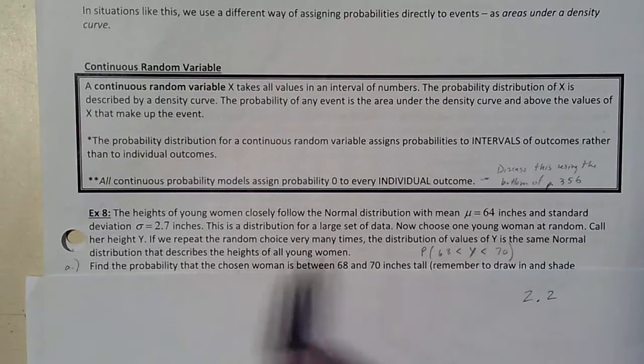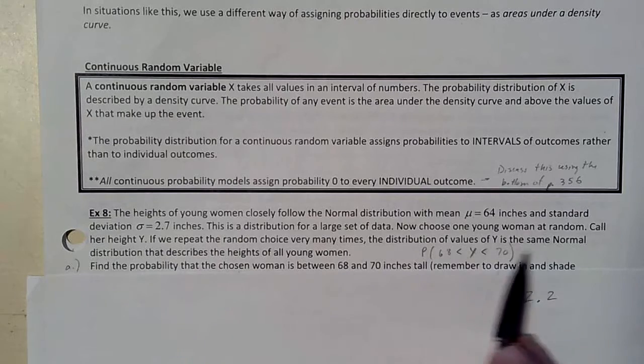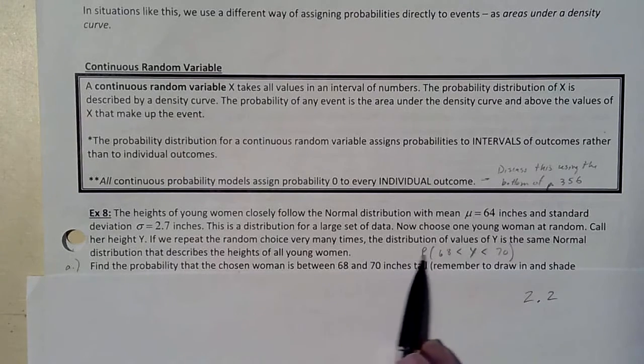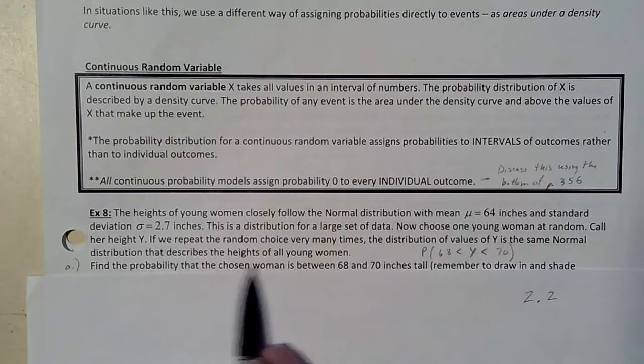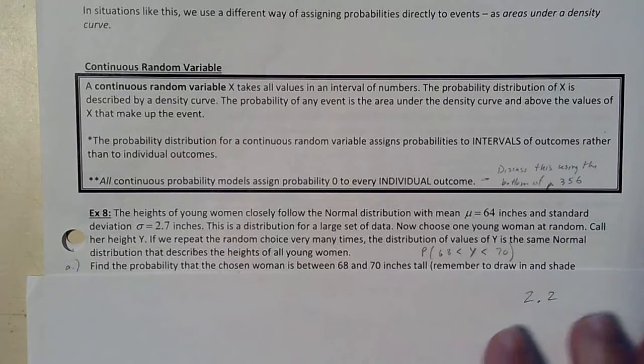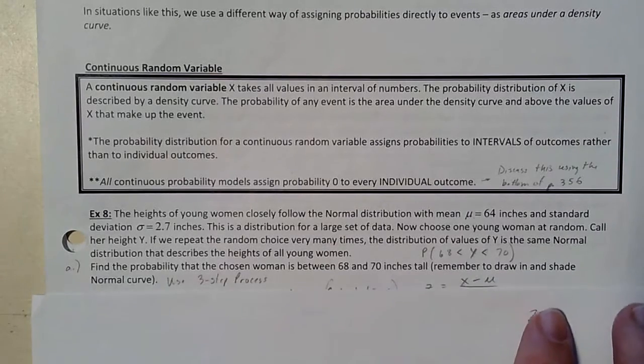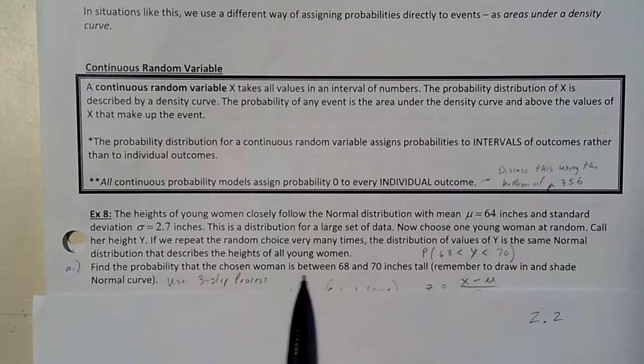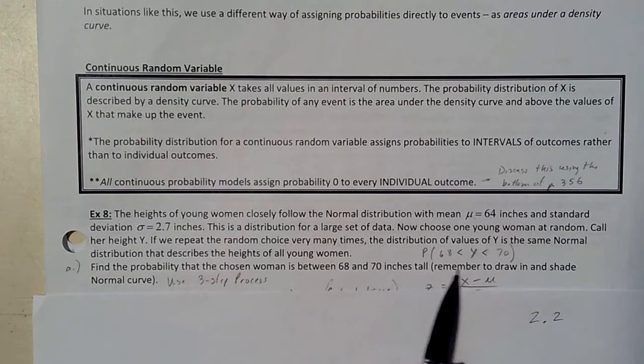Okay. All right, so let's take a look what they're asking us to do. It does say that the height follows a normal distribution. Okay, sometimes we can use the empirical rule if the numbers work out good, the 68, 95, 99.7 rule. Typically, though, they don't, so we'll have to use table A and normal CDF. Find the probability that the chosen woman is between 68 and 70 inches tall.